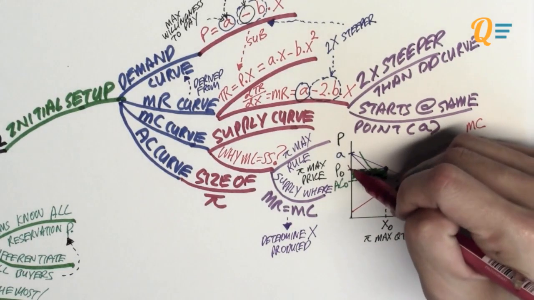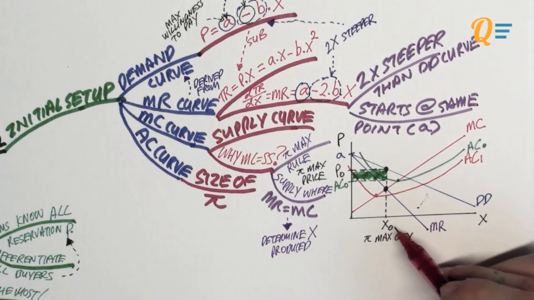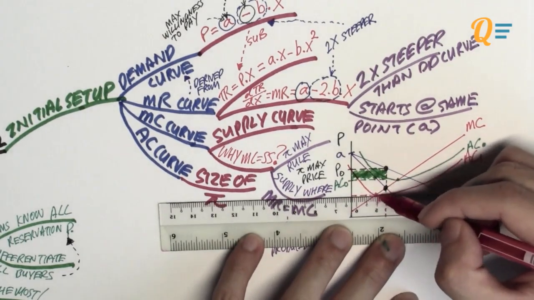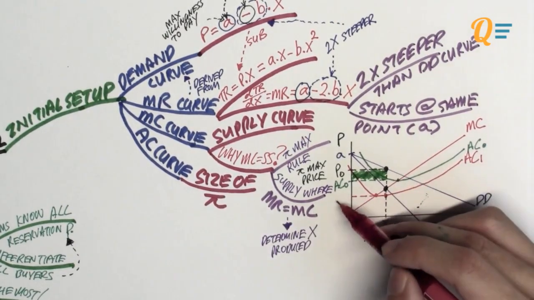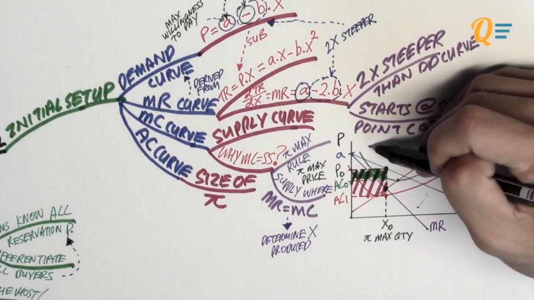What if for some reason fixed costs were to decrease and I have an average cost curve that looks like this? So again, I'm going to shift up to the average cost curve, find out what is the average cost of producing X naught amount. Notice that this red portion is the new total profits that is being made by the monopolist.